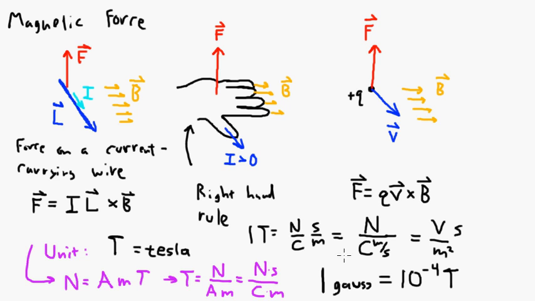Now you know what a Gauss is, you know what a Tesla is, you know the right-hand rule, you know how to apply magnetic force to something. And so what I'm going to do next is look at a couple of examples that will hopefully crystallize this stuff and make it a little easier for you to understand how this is used in practice. So that's coming up.